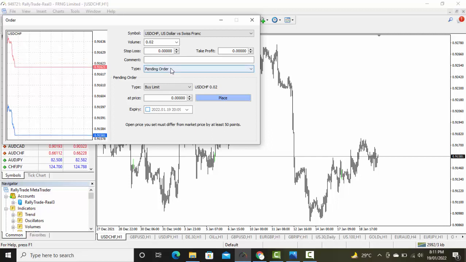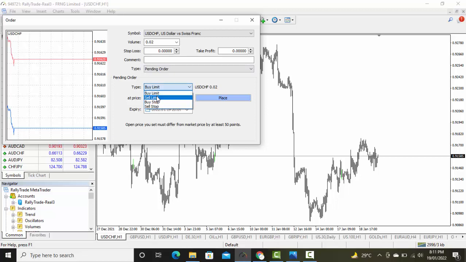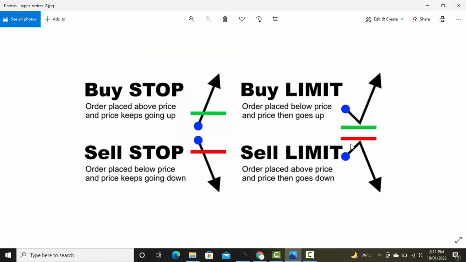And that will lead us to the four types of pending order we have. So if you check on this type, you get to see the four types of the pending order. I'm going to give us a pictorial illustration of these four types of pending order now. Yes, this is the pictorial illustration of the pending order. The first one is the buy stop.